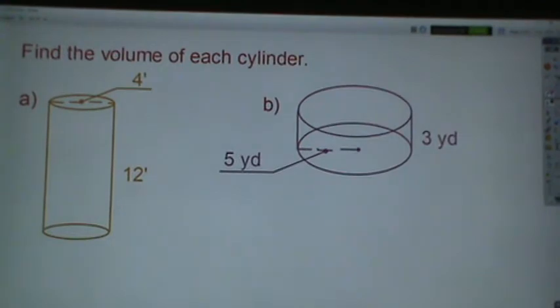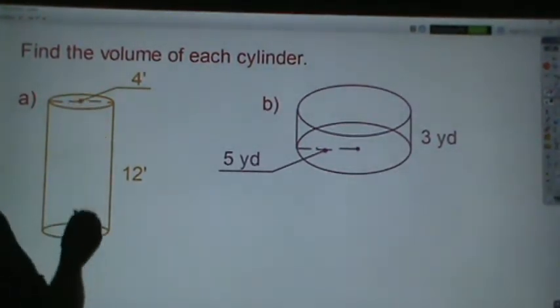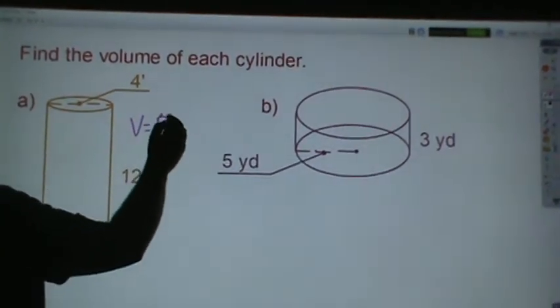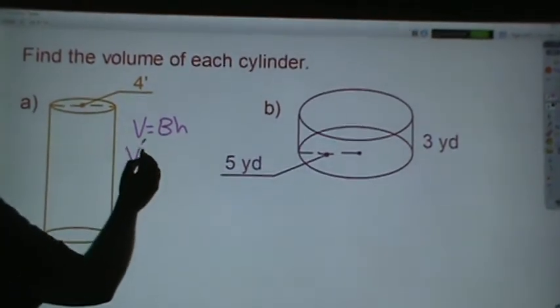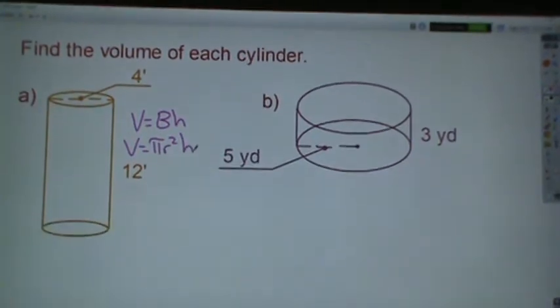Here are a couple examples. We're going to find the volume of each cylinder. In general, because there are two bases, we use that formula, volume equals area of the base times height. But since the bases are circles, we use volume equals pi r squared times height.